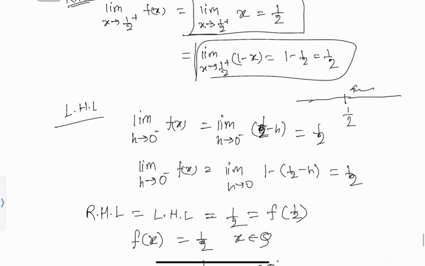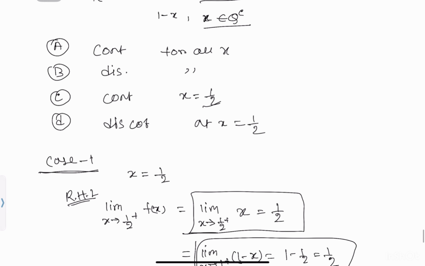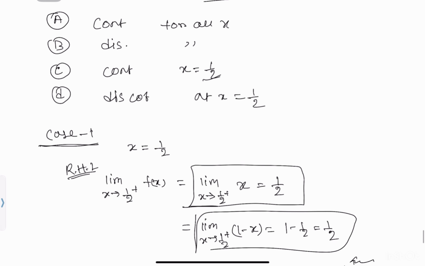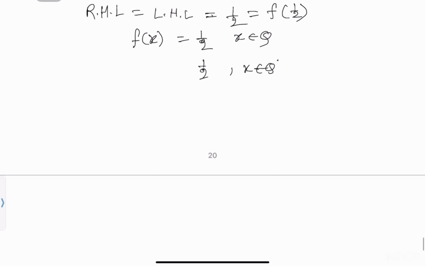Now we have to check for another point. Otherwise, if I directly choose option C, then I approach that way. Also, I have to verify whether the other options are right or wrong. Okay, so take any another point, your choice. Assume any random point. x naught is another point which is not 1 by 2. Clear? So I have to check whether the function is continuous or not at this point.